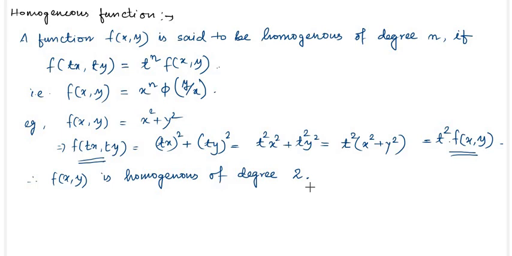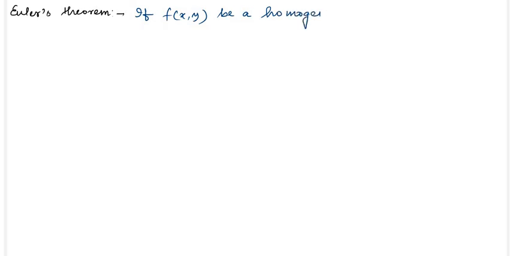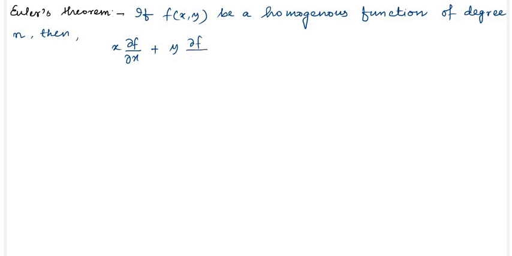Now, for homogeneous function, we have a very important and interesting result. We call this Euler's theorem, and it states that if f(x,y) be a homogeneous function of degree n, then x into del f del x plus y into del f del y is equal to n into f(x,y).